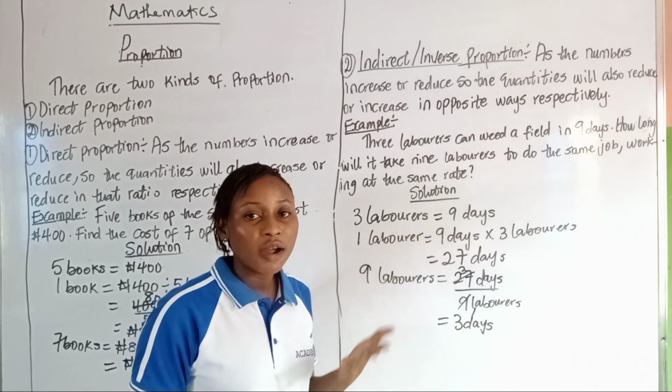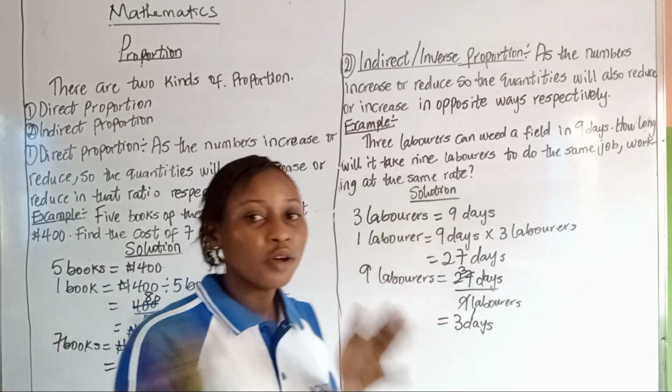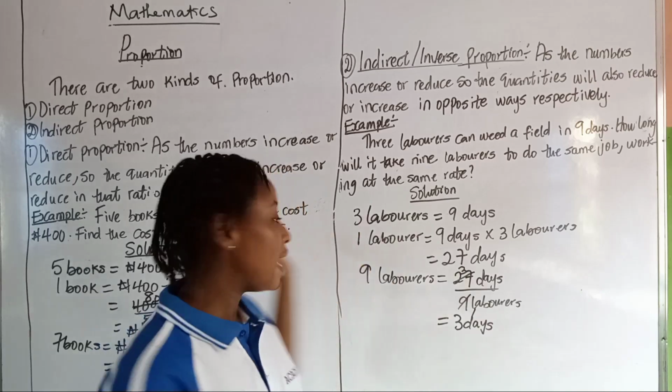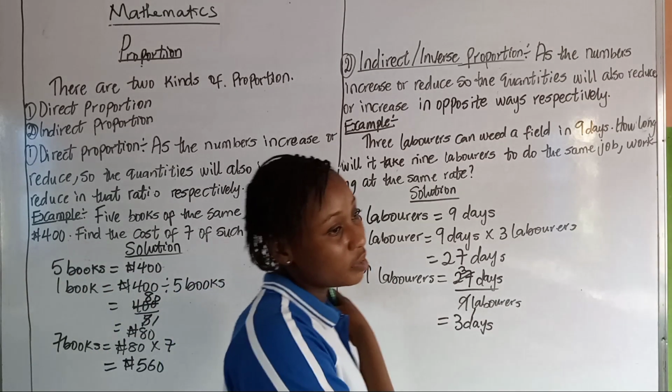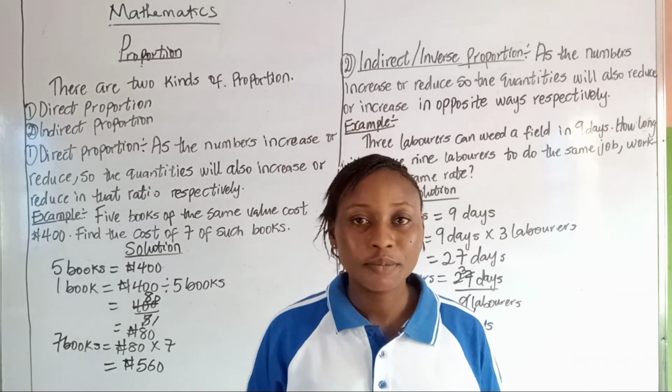But it will take 3 laborers to finish the work in 9 days. Now you see that it goes in opposite ways, unlike direct proportion. So that's that about proportion.